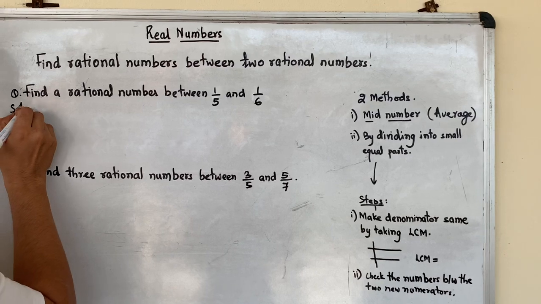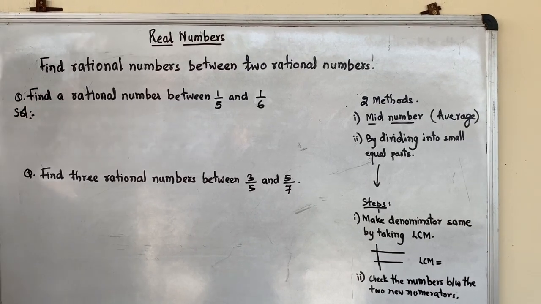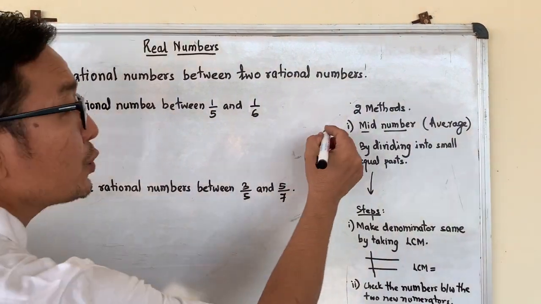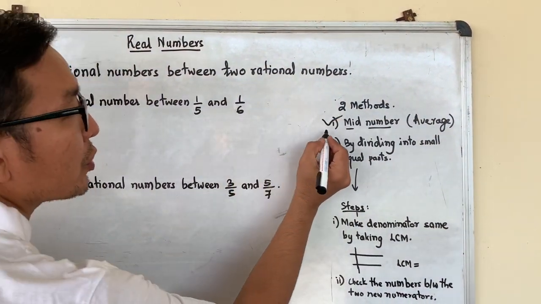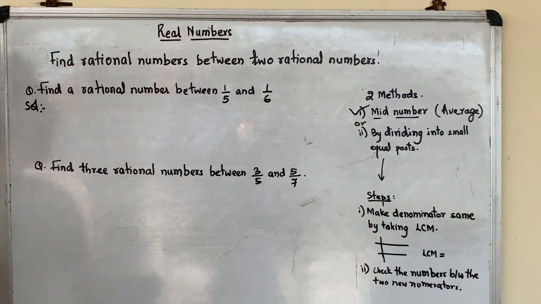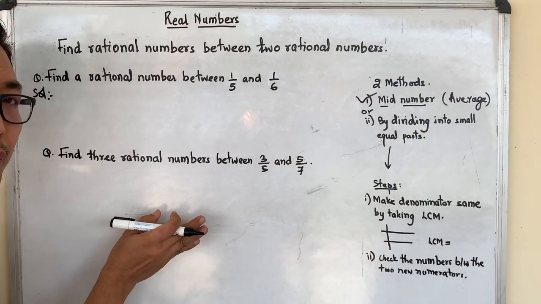If we are asked to find or insert a rational number between 1/5 and 1/6, if we do it by the first method, any method, it doesn't matter.